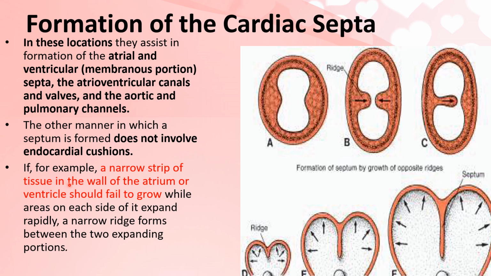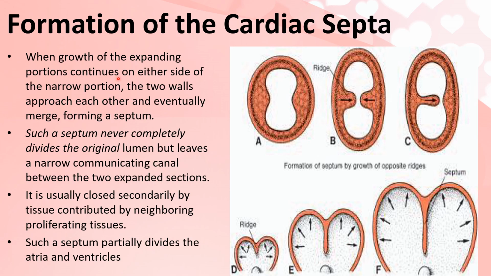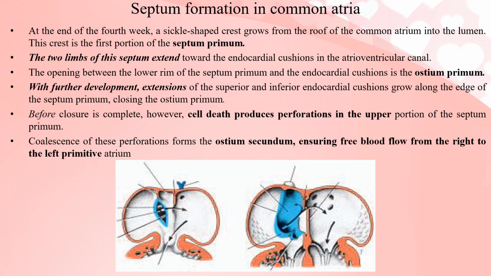Another way is that a narrow strip of tissue in the wall of the atrium or ventricle fails to grow, and the cavity on each side continuously expands, which results in the formation of a ridge in the center and an incomplete septum between two rapidly growing portions. When growth of the expanding portions continues on either side of the narrow portion, the two walls approach each other and eventually form the septum. Such a septum never completely divides the lumen, but leaves a narrow communication between the expanded cavities, and it partially divides the atria and ventricles.